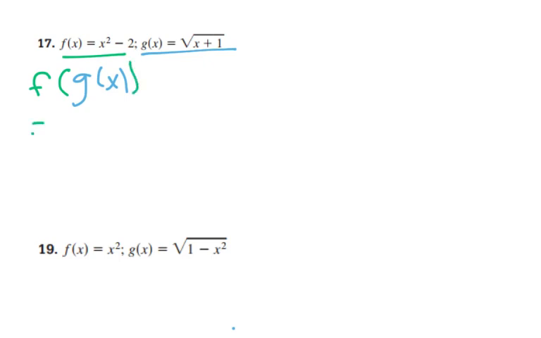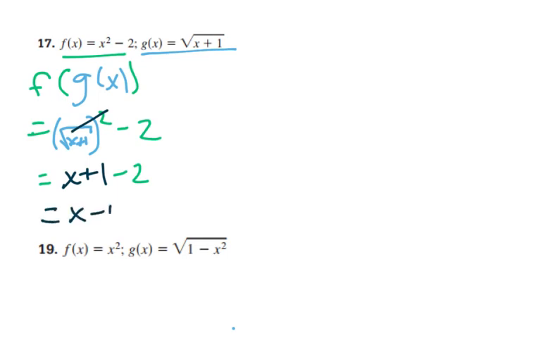And so that means that I'm going to write the f equation and then insert, instead of the x, the g equation, which is square root of x plus 1. And so we'll be left with squaring a square root, so hopefully you can see that that's actually just going to cancel and become x plus 1, that we will be subtracting 2 from. And so x minus 1 is our f of g of x. But then we're going to do g of f of x.